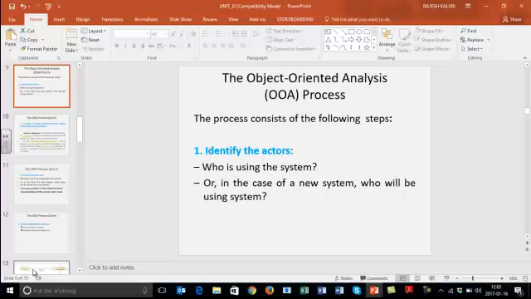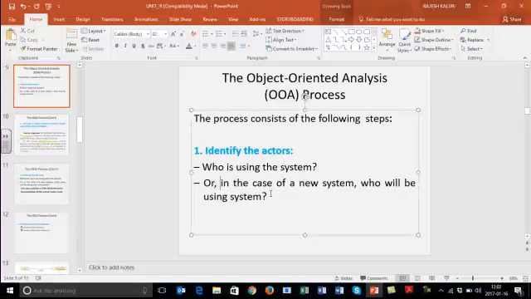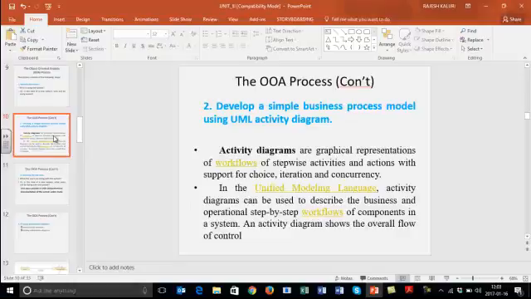So just like that, we cannot identify the actors for any system. Before that, we need to have a detailed analysis of the system. After having a detailed analysis only, we can identify who are all the actors. If you are developing a new system, that is what I have mentioned here, make sure you have a lot of surveys and a lot of interviews with the people, with the public. Then only the process will be very easy. And then the second step is develop a simple business process model using UML activity diagram.